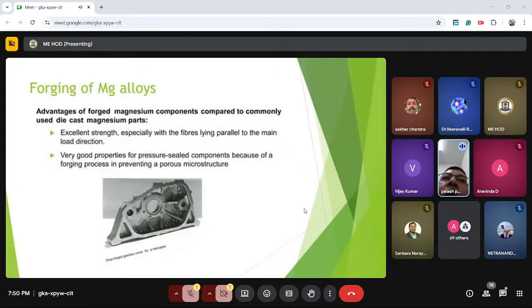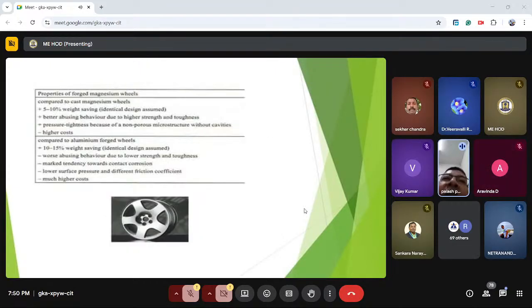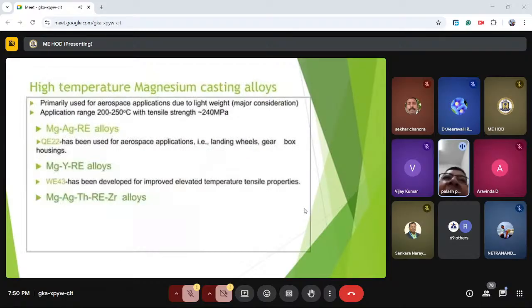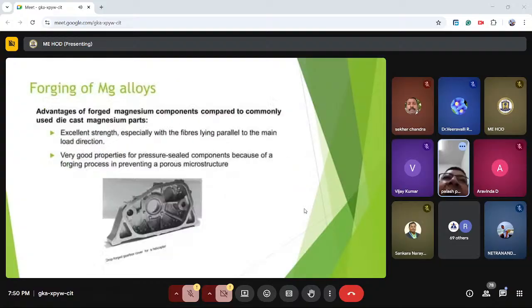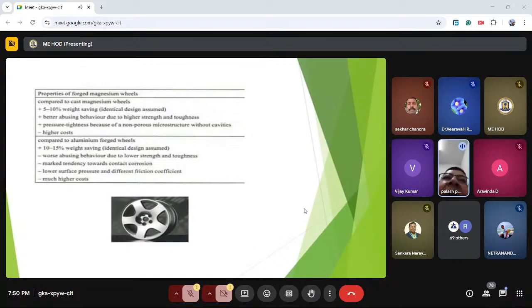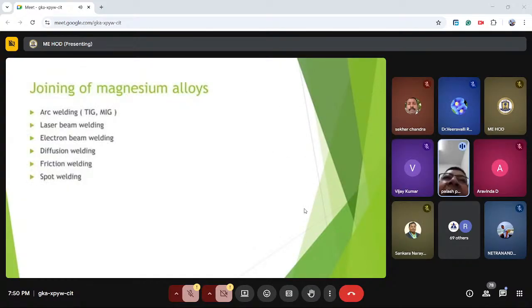Joining of magnesium alloys: arc welding, for instance TIG welding, tungsten inert gas welding, or MIG welding, metal inert gas welding, then laser beam welding, electron beam welding, diffusion welding, and friction welding, that is called friction stir welding, which is actually a solid state welding process, and spot welding, which is basically a resistance welding process.